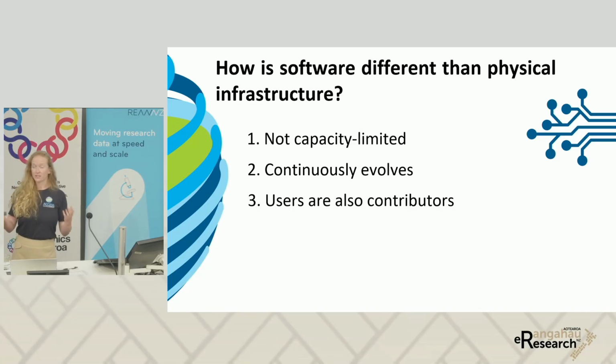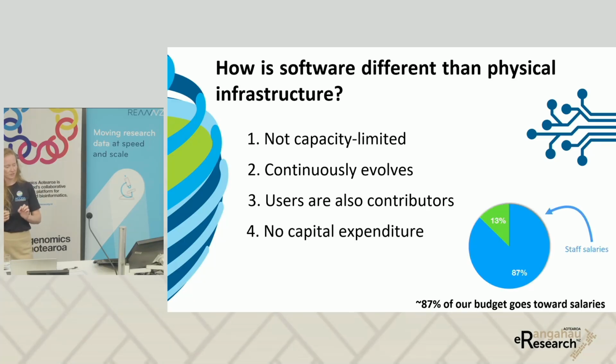Users are also the contributors. That's very much the case for ACCESS-NRI, as I mentioned, where our scientists are domain experts who are helping to contribute. And I think that's something that really sets us apart, where we really need that integration with the community. And the last thing I'll mention is that our funding is actually a little bit different. We don't have any capital expenditure because we're not buying anything physical. So our budget, 87% of our budget goes towards salaries, which I think is really interesting. So most of our budget is going to support our staff.